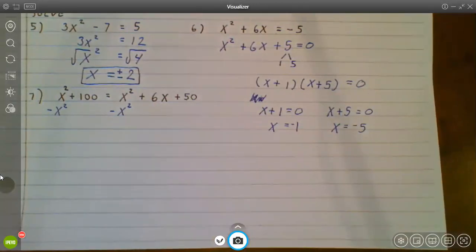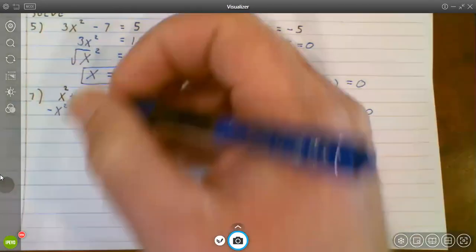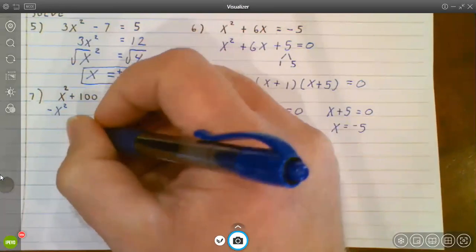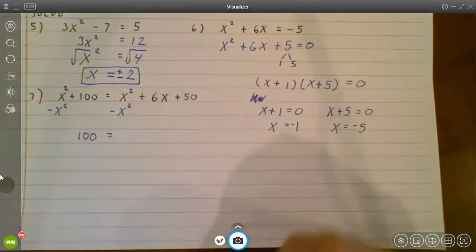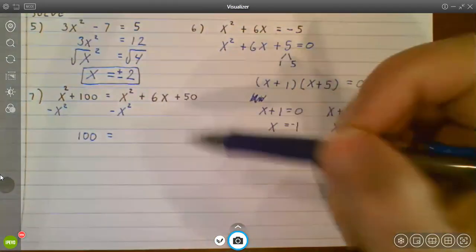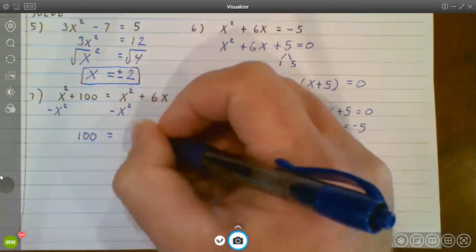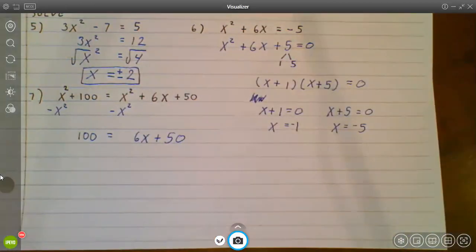Well, this one's kind of an interesting case because if I do that, my x squareds cancel. So let's just bring down what we have left. All I have left on the left side is my 100. All I got left on the right side is 6x plus 50. So this one is a little easier because my x squareds canceled. And now I'm just solving a basic equation for x.